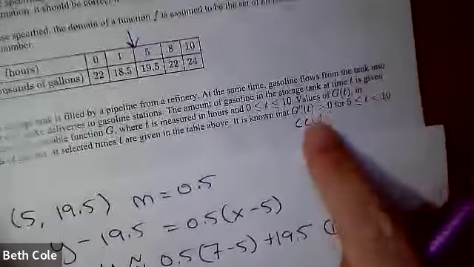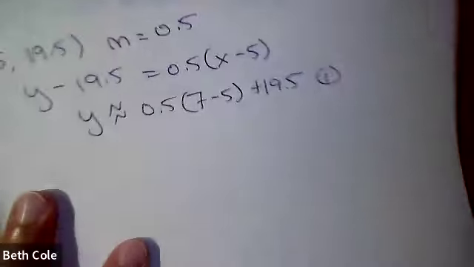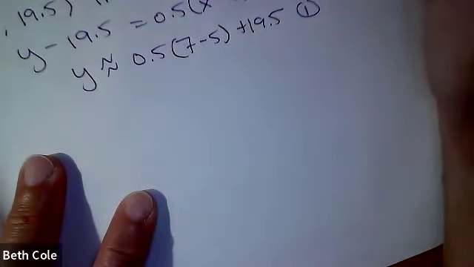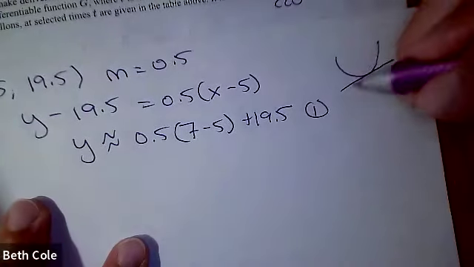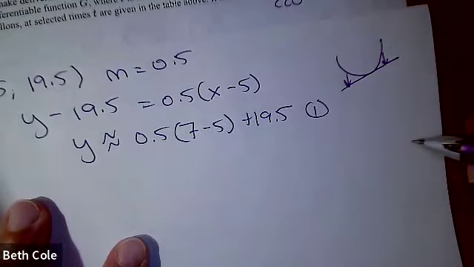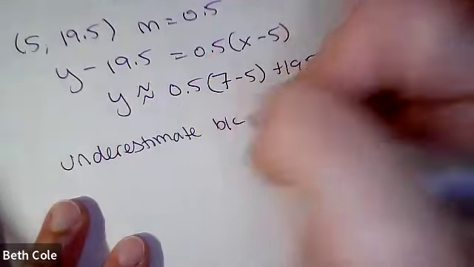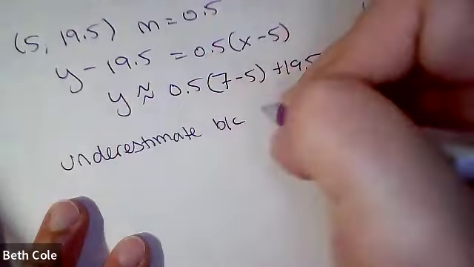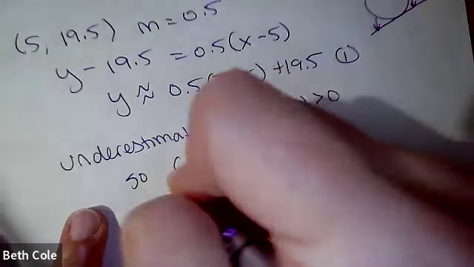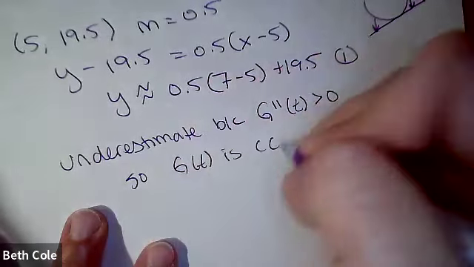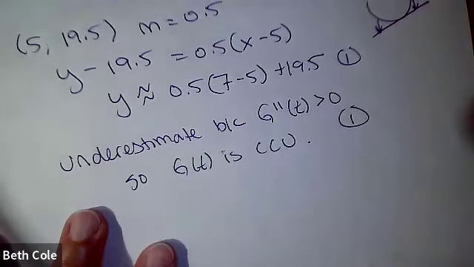All right. Under or overestimate, it comes back to what they were talking about with the concavity. If you have a graph that is concave up, if you draw in a tangent line, your tangent line is below. Do you see how this tangent line is below the graph? So we're going to say underestimate because G double prime, what did they say, is greater than 0. So G of t is concave up. So there's a point for saying that.